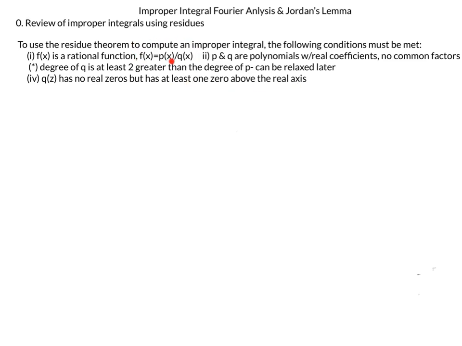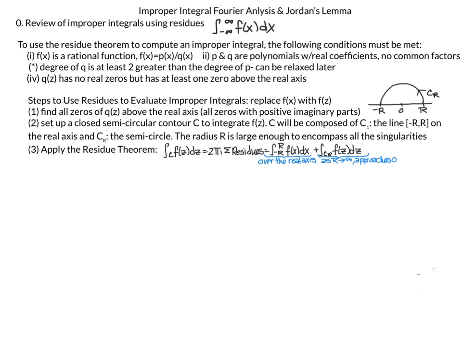So when we look at singularities of f of x, we don't have any zeros on the real number line where we're integrating, but we can have at least one zero above the real axis. Once we know f of x satisfies these conditions, we can use these steps to evaluate our integral. First, we replace f of x with f of z.